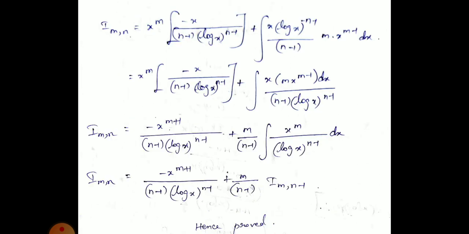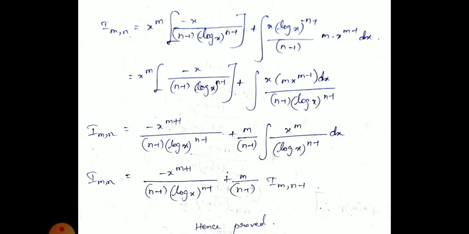Now see the first term, we can add this term, so minus x power m plus 1 and the numerator should be same. Next term, we are taking the m and n minus 1 outside, so integral of x power m and (log x) whole power n minus 1 dx. x power m minus 1 into x can be written as x power m. Now keep the first term as itself, and second term can be written as m by (n minus 1) into I_{m,n-1}. This is in the format of I_{m,n-1}.